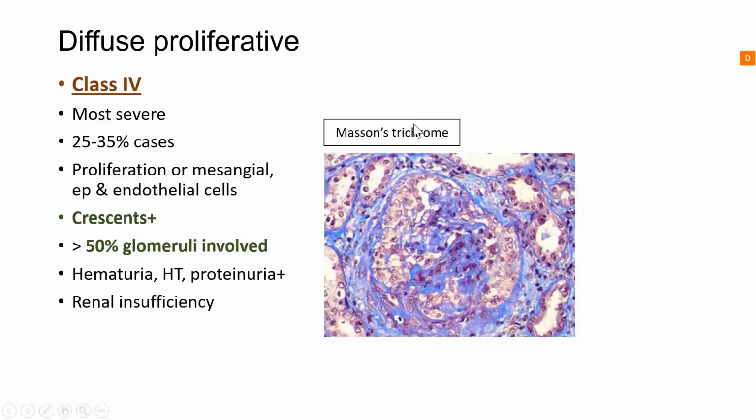And this is a Masson's trichrome that is shown in diffuse proliferative. I am able to see a crescent. The crescent must be occupying more than 50% of the circumference. There is a proliferation and an obliteration of the Bowman space that is seen. More than 50% of the glomeruli are involved in it. These are the manifestations: hematuria, proteinuria, and renal insufficiency.